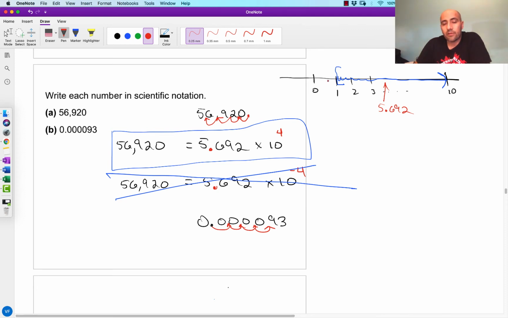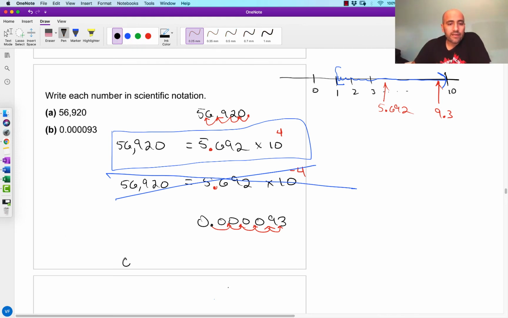That's a very popular place for people to stop, but we can't stop there. We've got to go one more. 9.3. Yeah, that's in here. 9.3 is somewhere over here. We can't go one more. If you go one more, then you'll be at 93, and 93 is way out there somewhere. So it definitely has something to do with a 9.3.